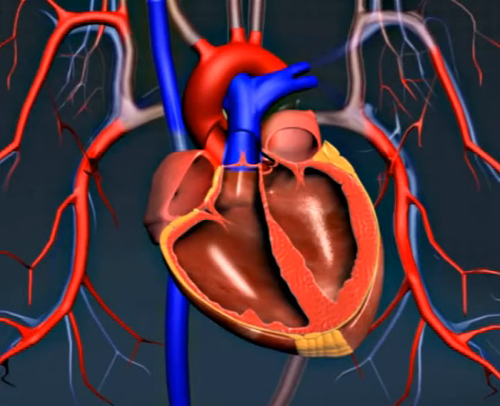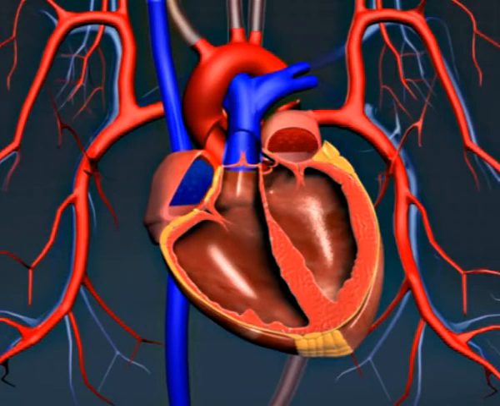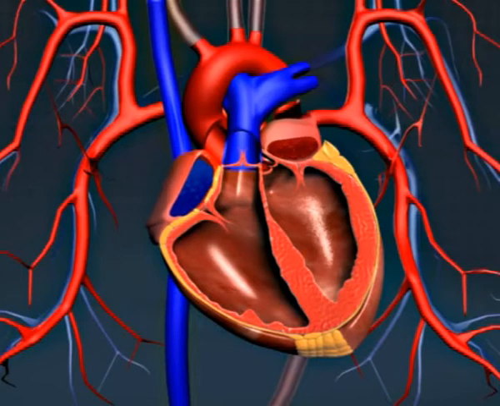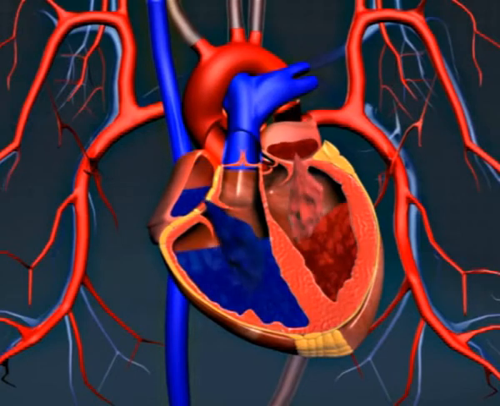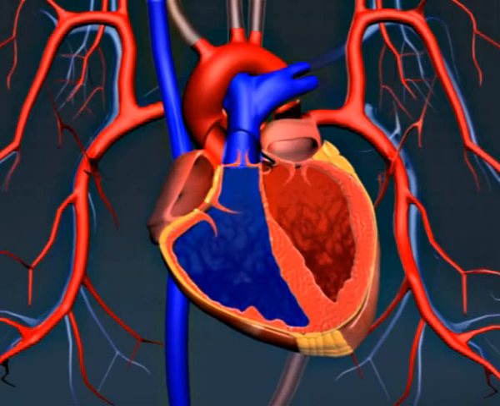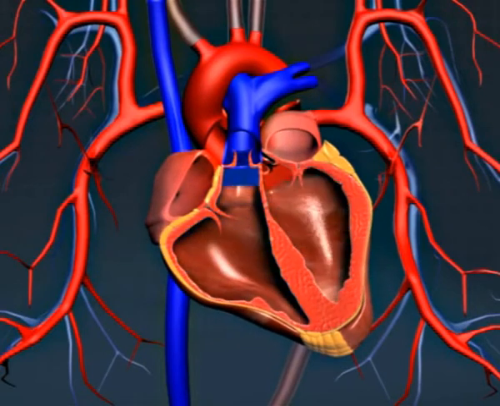The left atrium fills with oxygenated blood from the lungs carried by the pulmonary vein. Simultaneously, the right atrium fills with deoxygenated blood from the body brought by the vena cava. Blood enters the ventricles from the atria.